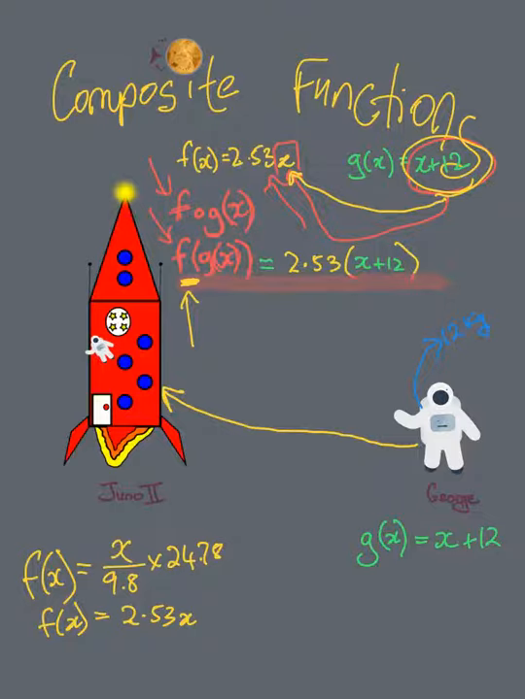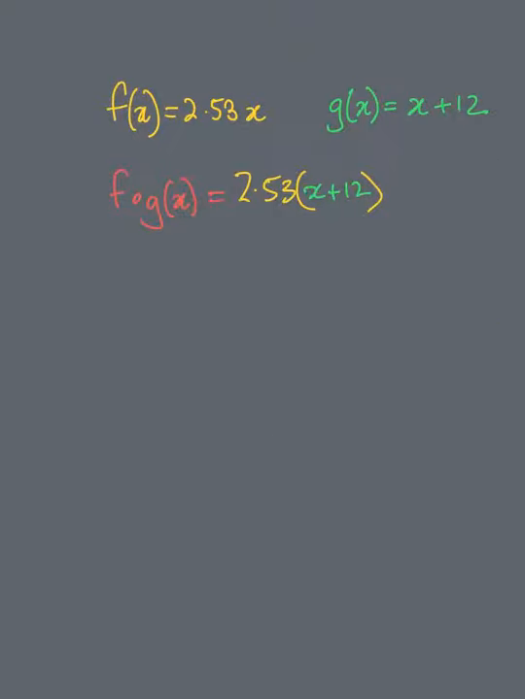Now let's calculate it. So here are the two equations, f of x and g of x, and the function of x, this is your input. So you need to input this, and that's what I end up with. So let's just solve that. 2.53x plus 12 times 2.53, 30.36, and that is our equation.